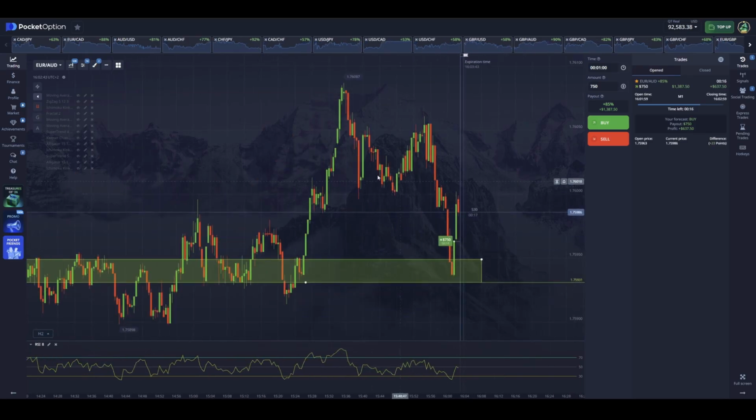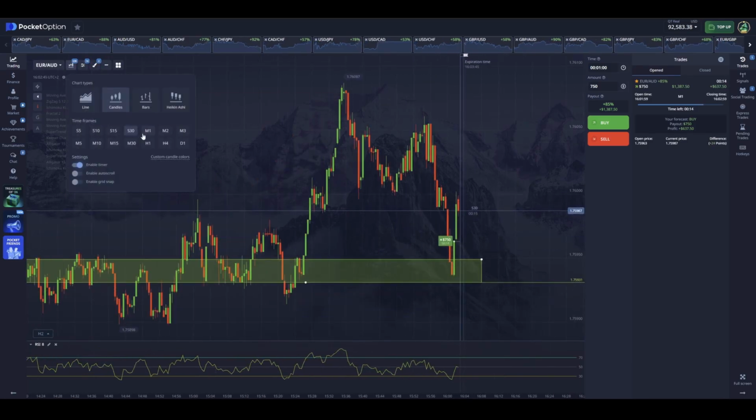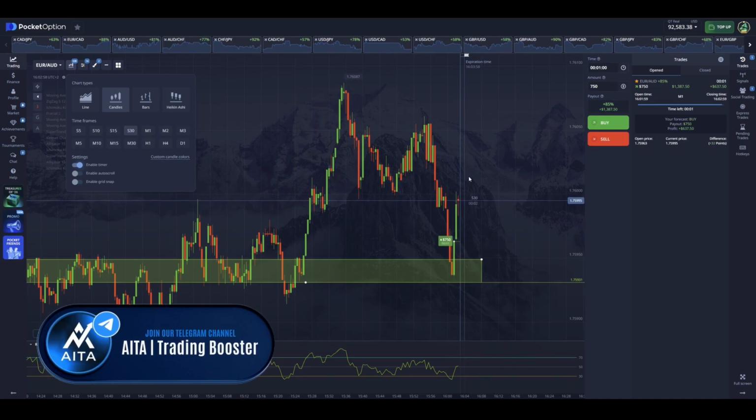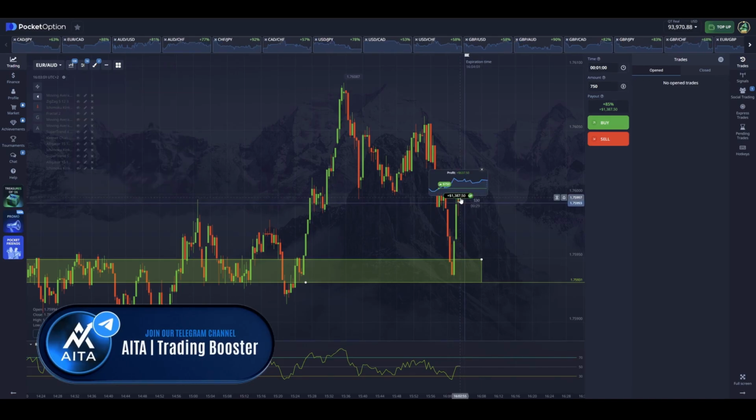By the way, regarding the settings, we use candles from 30 seconds, regular Japanese candlesticks, and we trade from 1 to 3 minutes. The higher the candle time, for example 1 minute, 2 minutes, 3 minutes, the stronger the candle itself will be. So pay attention to that as well.